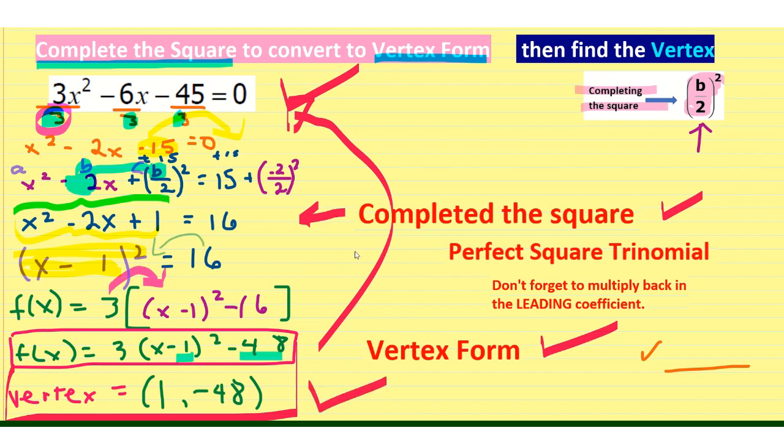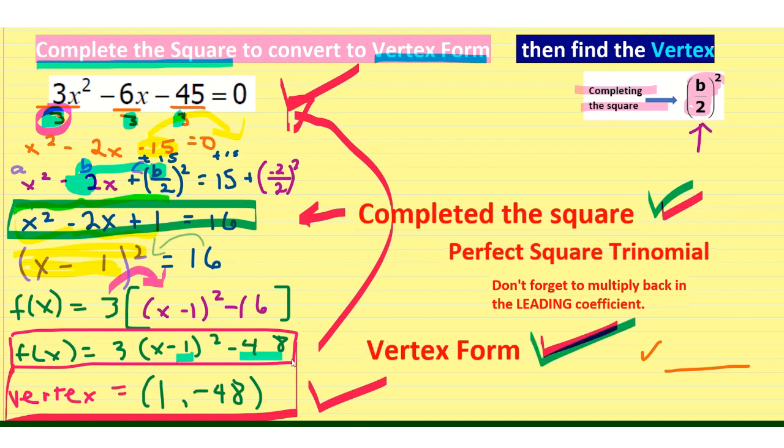That is my vertex. Okay, so again, just to review what we did, we actually completed the square. This is the completion of the square right there. And then we have converted it into the vertex form. This is the vertex form. And we were able to find the vertex.